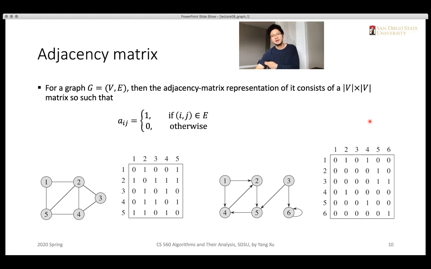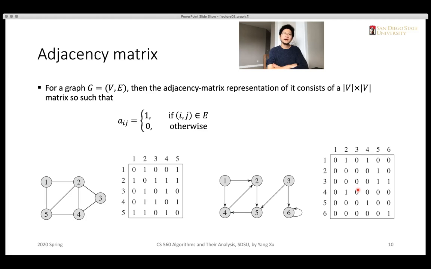As you see in this example, there are a lot of zeros. Okay, because there are not so many edges as compared to the number of vertices. So there are fewer ones than zeros. So that's why the adjacency matrix is not a suitable choice when the graph is very sparse. That will result in a lot of unused elements in this matrix.